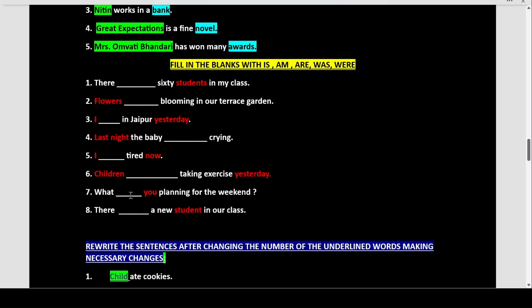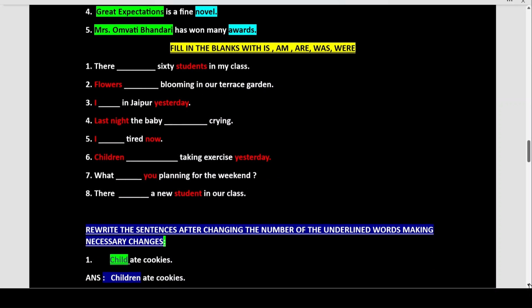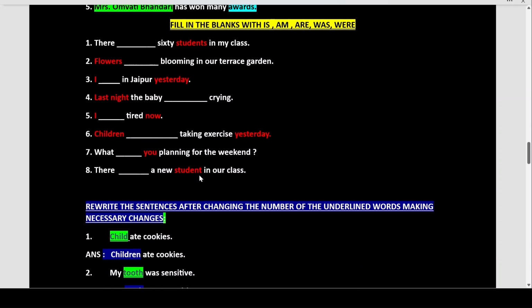And are is also used for third person singular, whereas in this case it is you. There dash a new student in our class. There is a new student in our class. Why is? Because we are talking in the present tense and we are talking for a singular subject, single student.